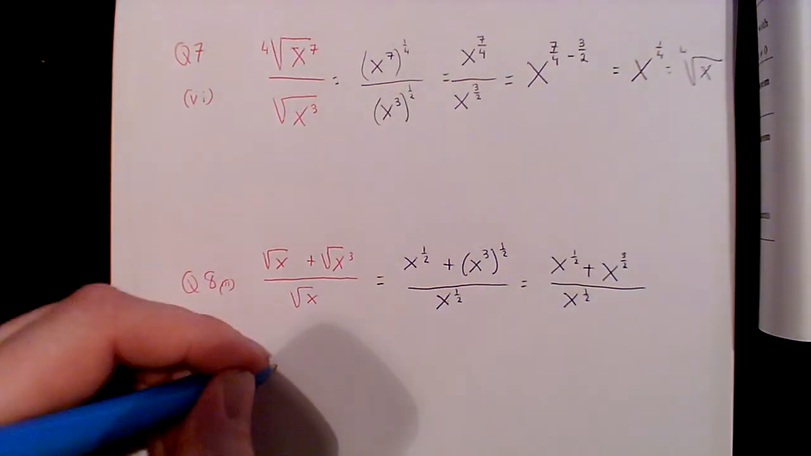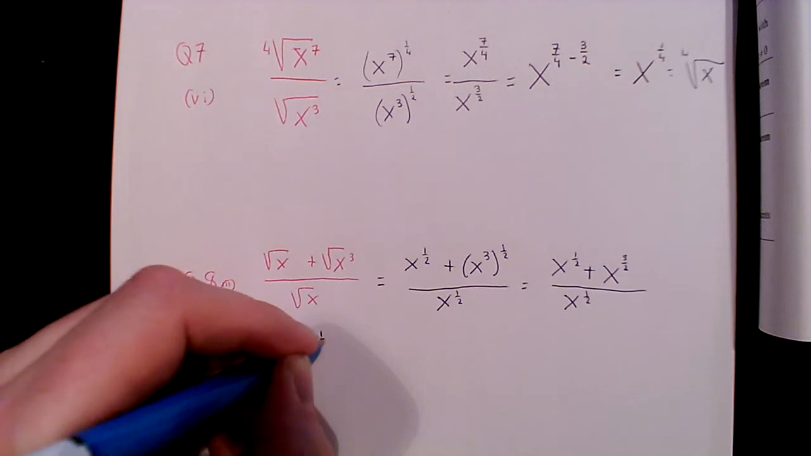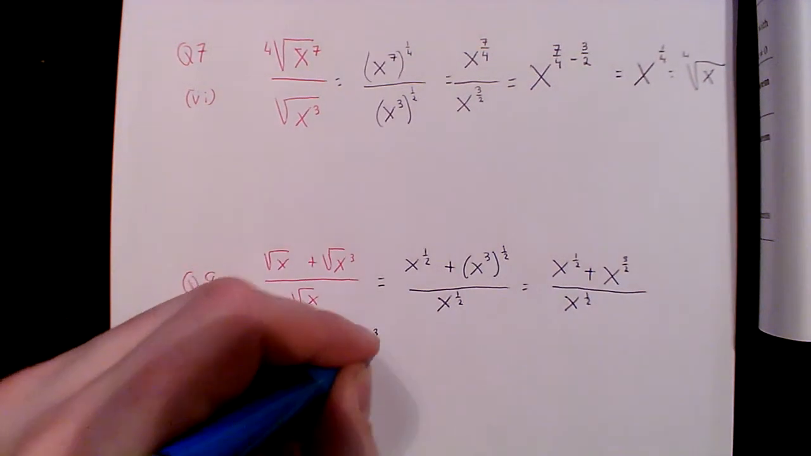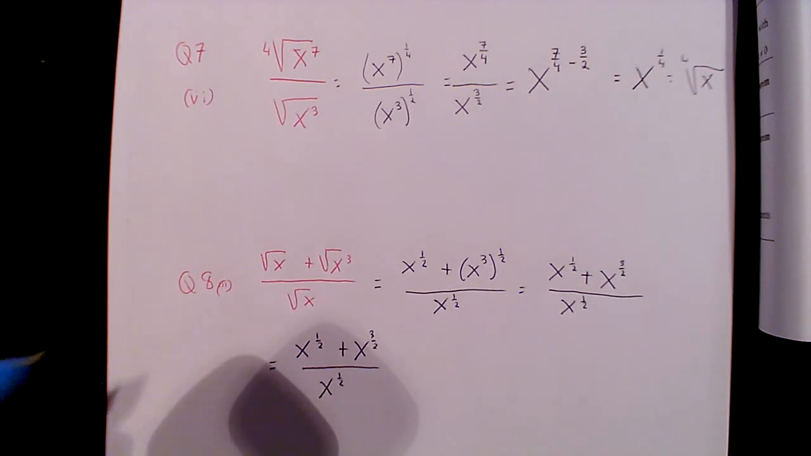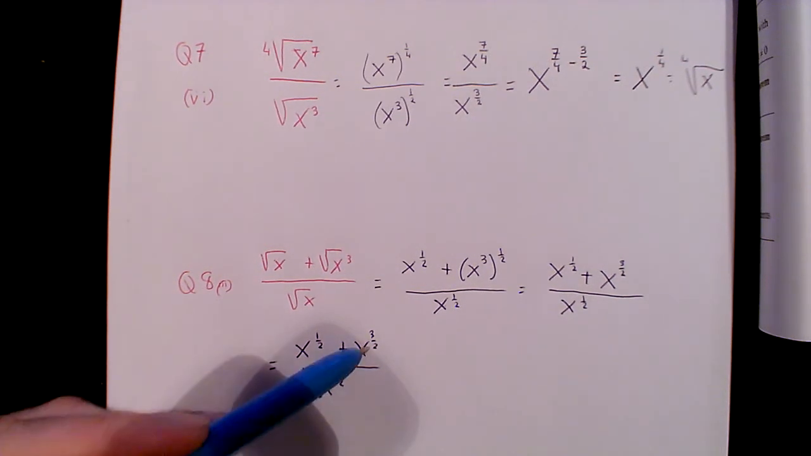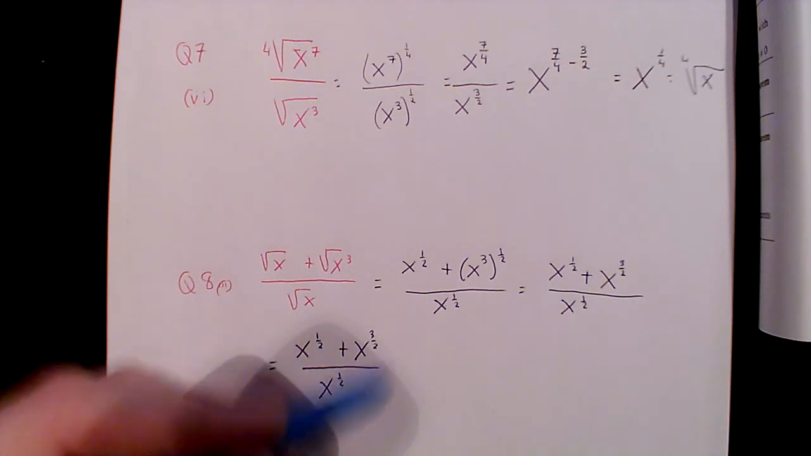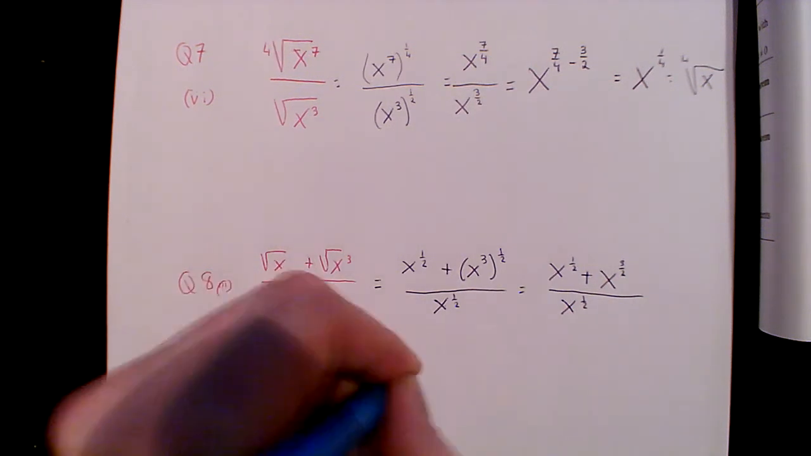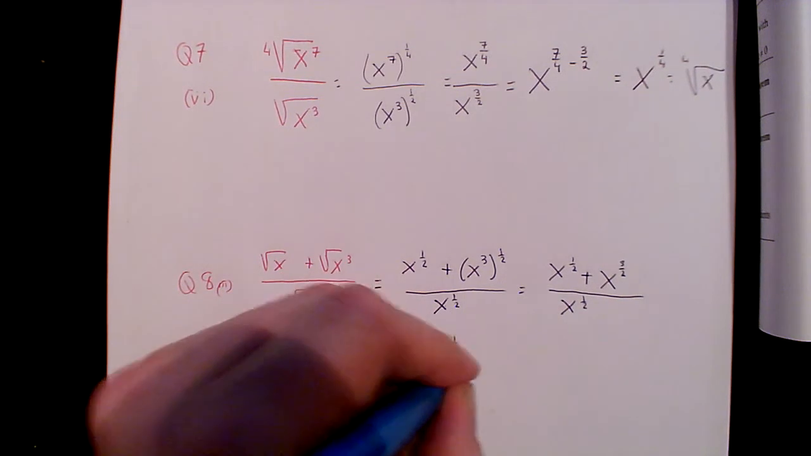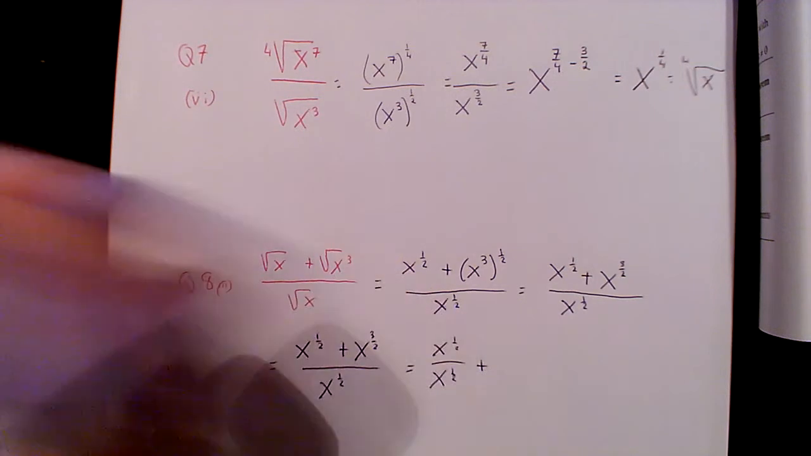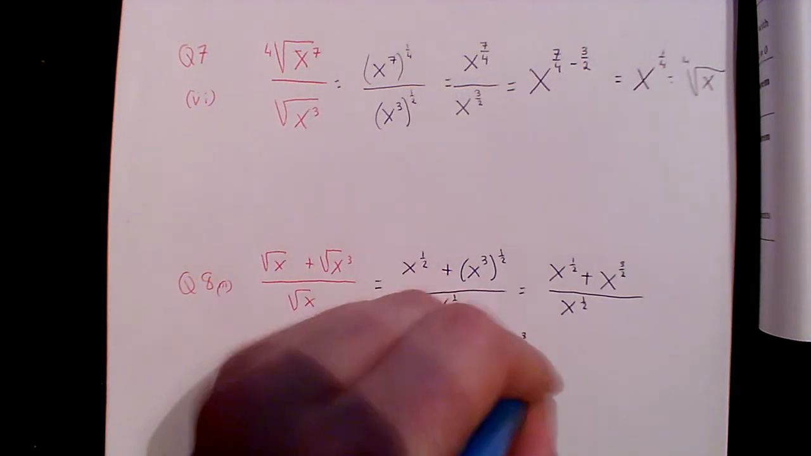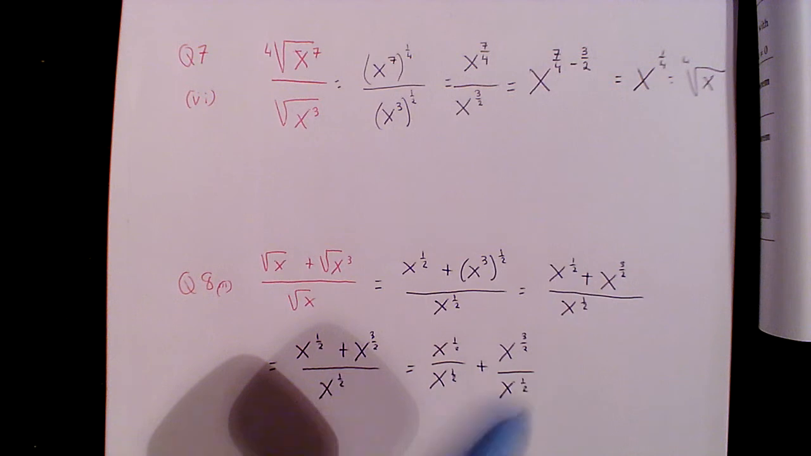Okay, if we just come down here, I'll write it out again: x to the power of a half plus x to the power of 3 halves, over x to the power of a half. Now you're probably wondering why I have to divide this into this and this. Well, if I rewrite this as x to the power of a half over x to the power of a half plus x to the power of 3 halves over x to the power of a half, that's the same as that. The only difference is I have it split up into 2, but it's the exact same.